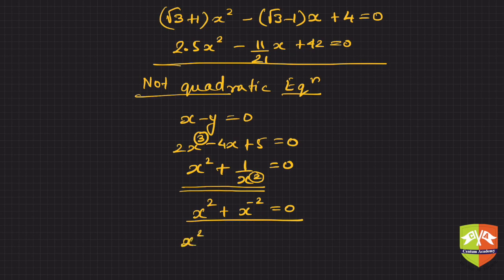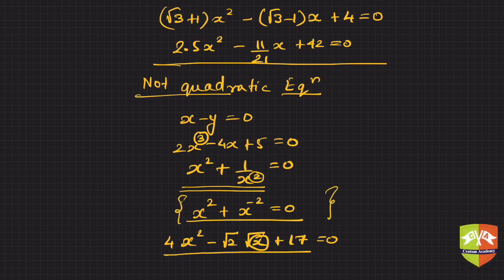Similarly, 4x² − √2·√x + 17 = 0 is again not a quadratic equation. Why? The power of x here is half, which is not allowed. This is not a polynomial, so not a quadratic equation. There could be a few cases where we can convert a non-quadratic into a quadratic form. For example, this one could be reduced to a quadratic by some substitution, which we'll see later. But in this form, it is not quadratic.